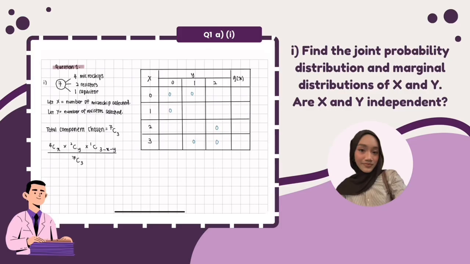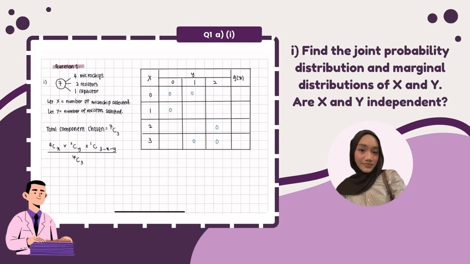So, to choose microchips, we have 4Cx. For choosing resistors, we have 2Cy. And for choosing capacitors, we have 1C(3 minus X minus Y), over 7C3, which would be our total components chosen. So, to construct the joint probability table, for X equals 0 plus Y equals 0 plus 1 capacitor, it won't be equal to 3. So, first we can put all zeros for the boxes that won't be equal to 3.